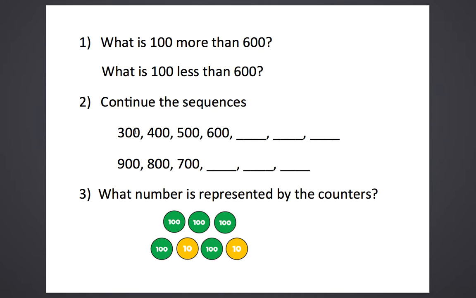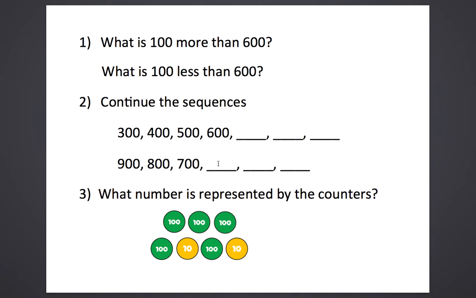Then we've got some sequences. So we've got 300, 400, 500, 600. What would the next 3 numbers be? Okay. Then we've got another sequence. So it's 900, 800, 700. What do you notice about this one? This one's going backwards. If you're getting a bit stuck, think about what it would be if you were going back in ones. 9, 8, 7, 6, 5, 4. So what would it be in hundreds?